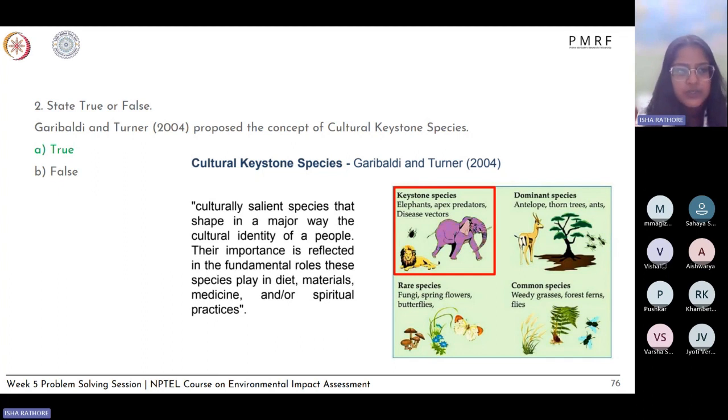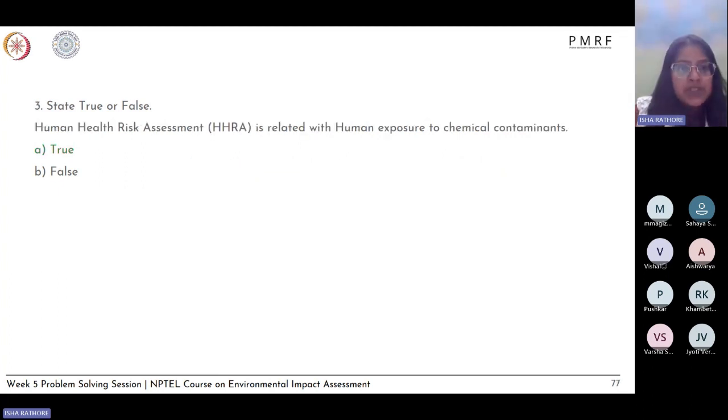Moving on to the next question. The human health risk assessment, or the HHRA, is related to human exposure to chemical contaminants. Is this statement true or false?